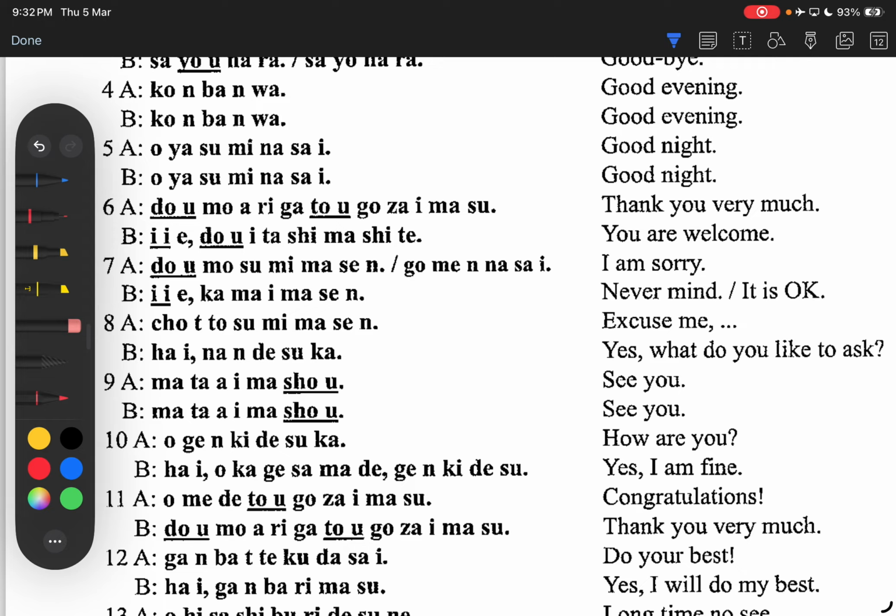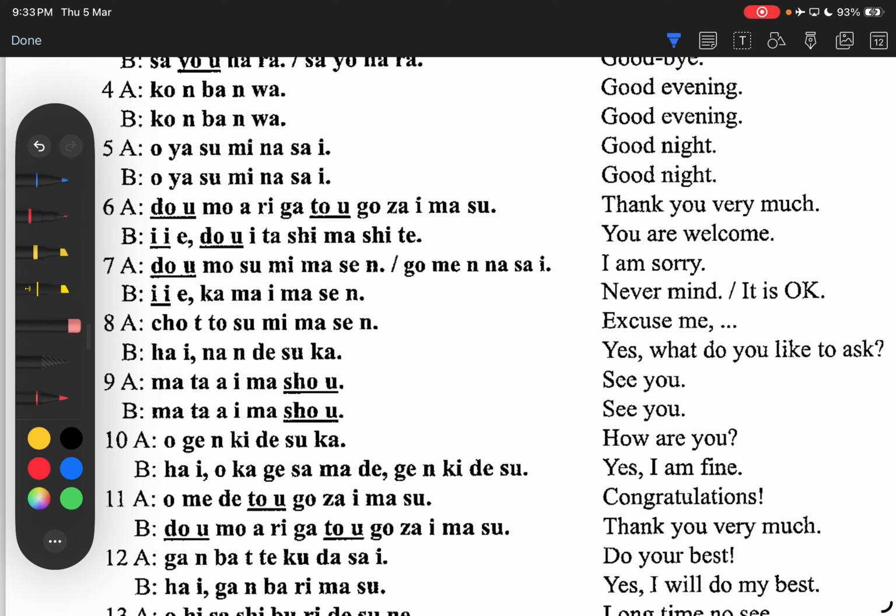B. Mata aimashou. Okay, mata here doesn't mean police or eye. It just means again. Okay, in Japanese, mata means again. So mata aimashou. So aimashou simply means meet again. Meet lah. Okay, let's meet. So let's meet again. That means see you again lah. See you. Okay, so one more time. Mata aimashou.